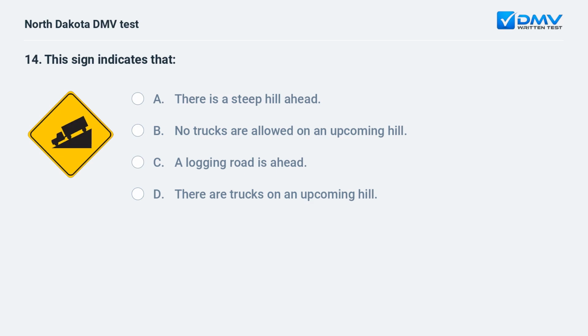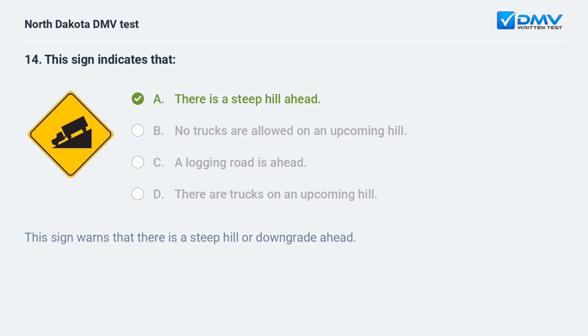This sign indicates that: A. There is a steep hill ahead. B. No trucks are allowed on an upcoming hill. C. A logging road is ahead. D. There are trucks on an upcoming hill. A. There is a steep hill ahead. This sign warns that there is a steep hill or downgrade ahead.